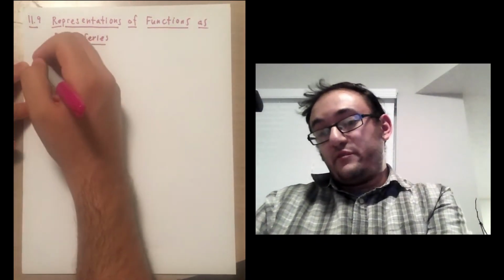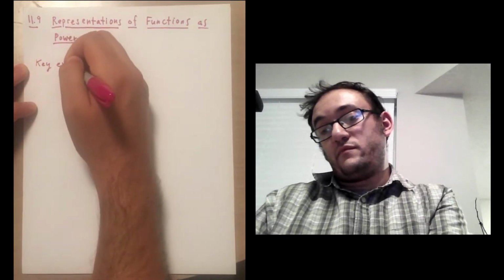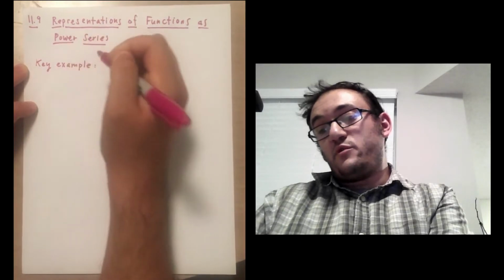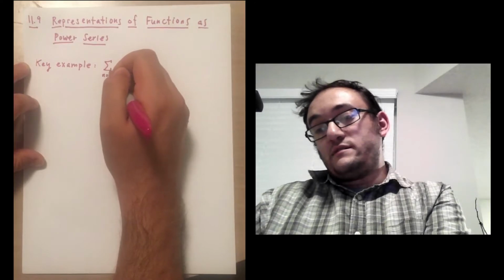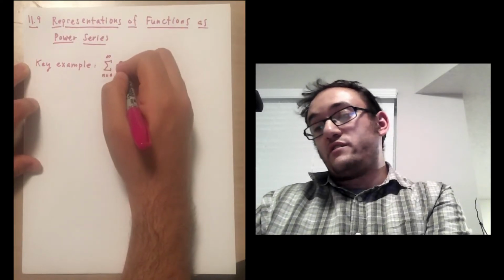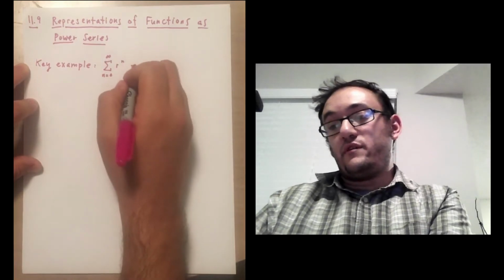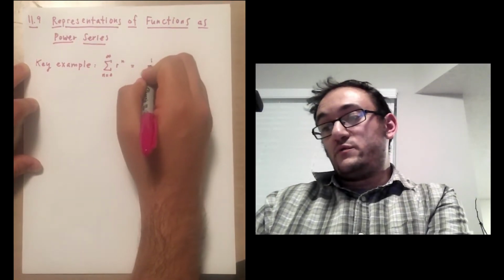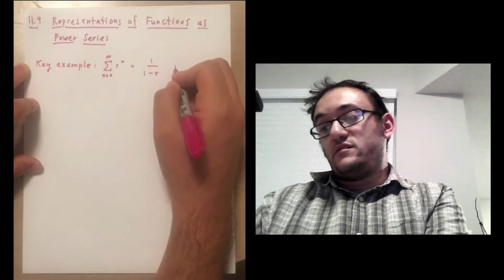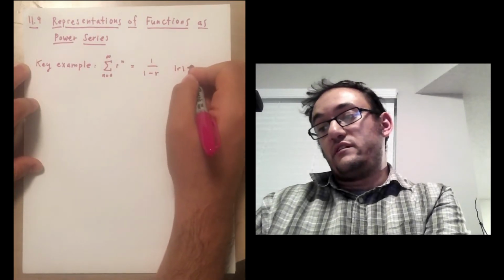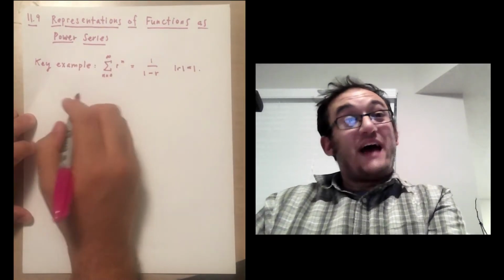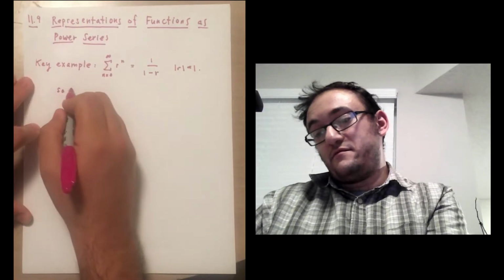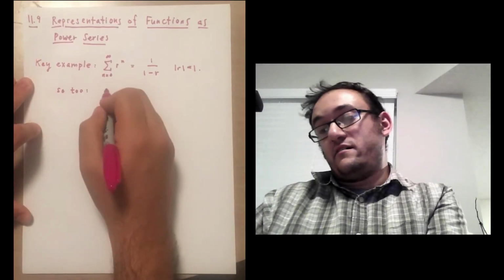And the main example that we'll start with, this is the key example. You'll remember when we spoke about geometric series, n equals 0 to infinity of r to the n. Okay, there was a way to sum this up. This was equal to 1 over 1 minus r, as long as r had absolute value less than 1. The same is true when r is equal to x. And we treat x as a function.